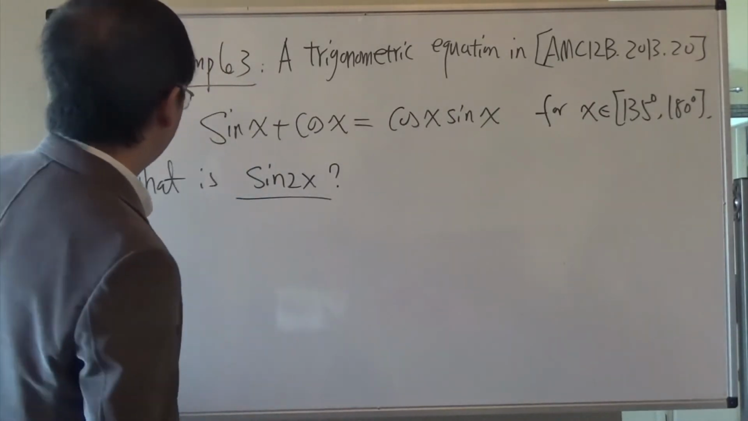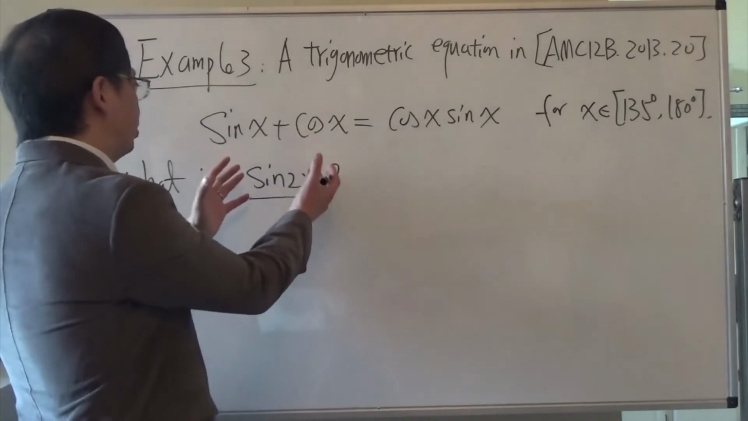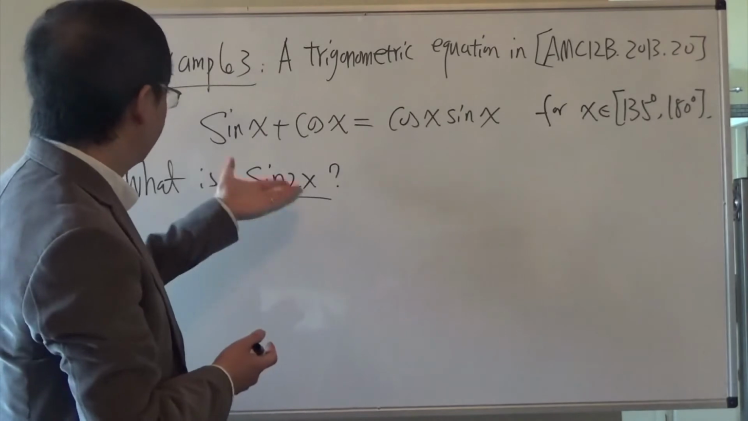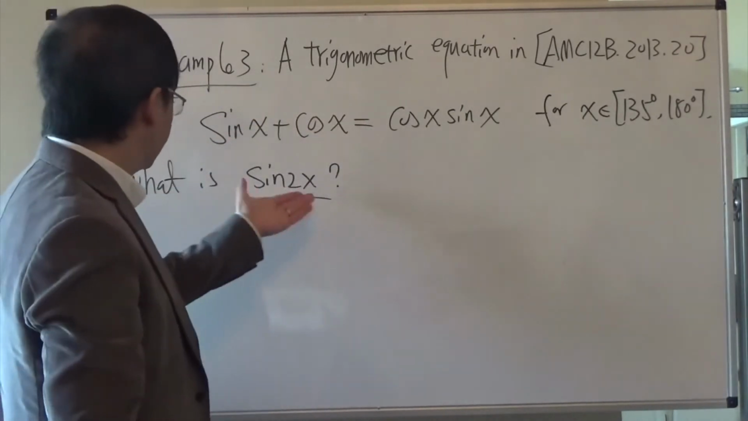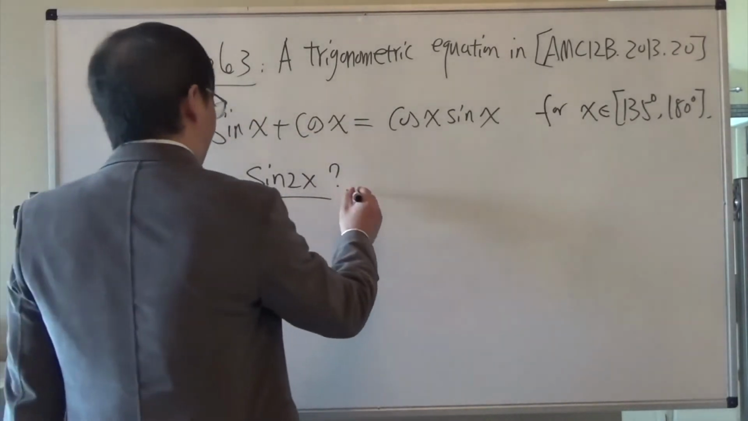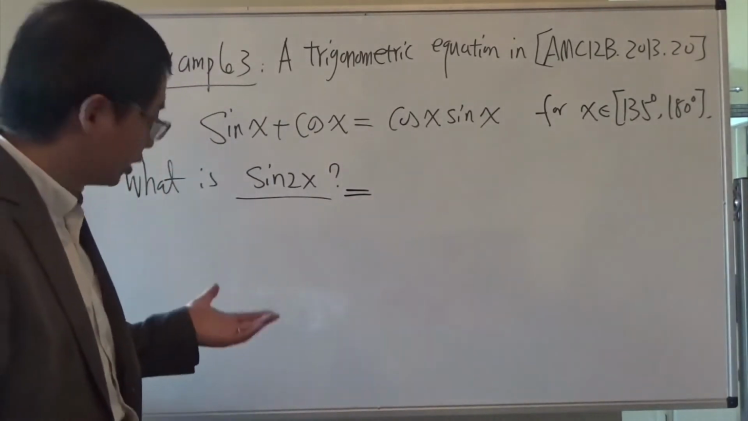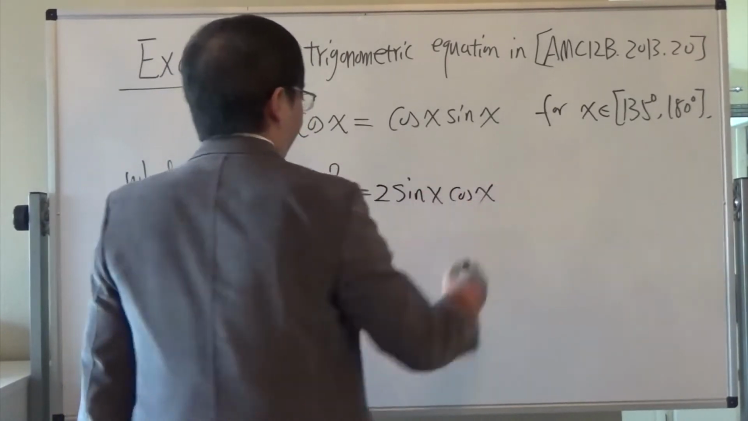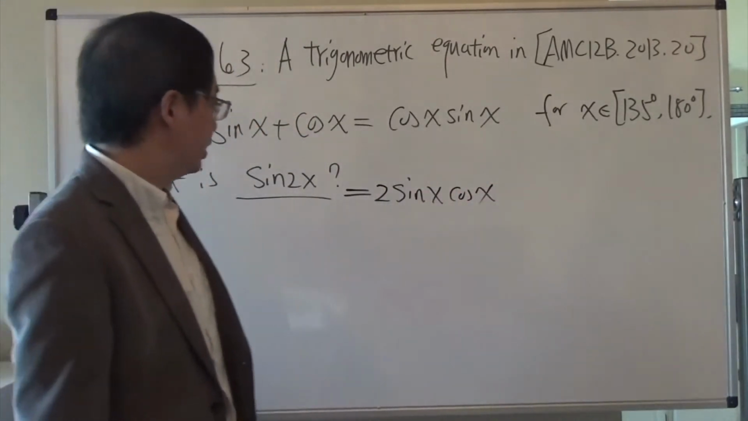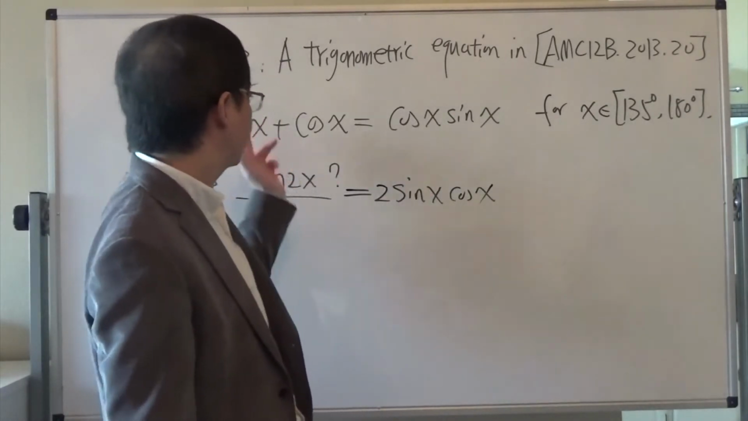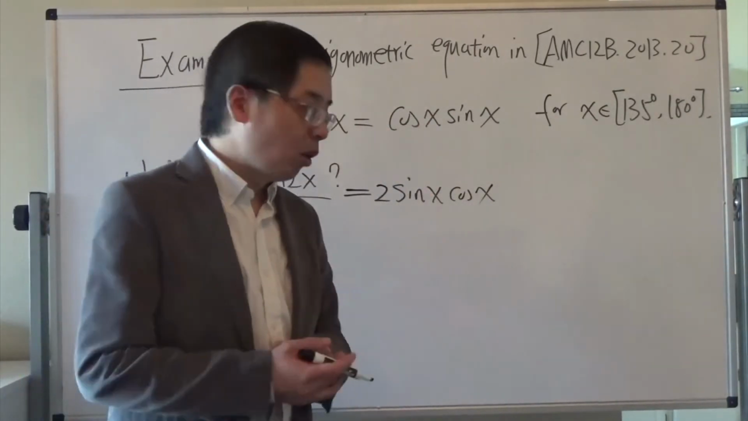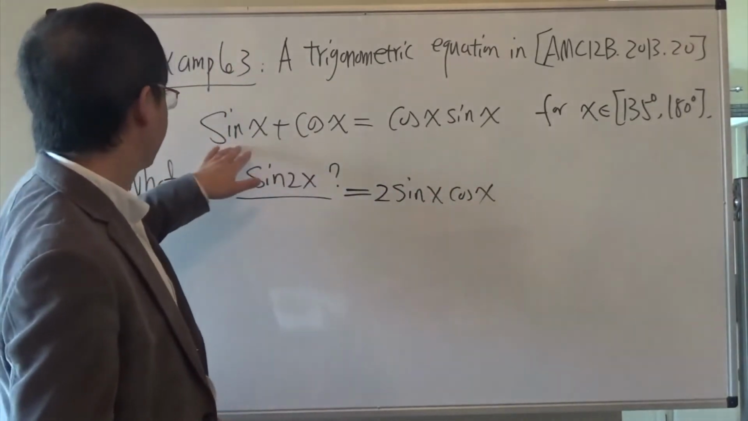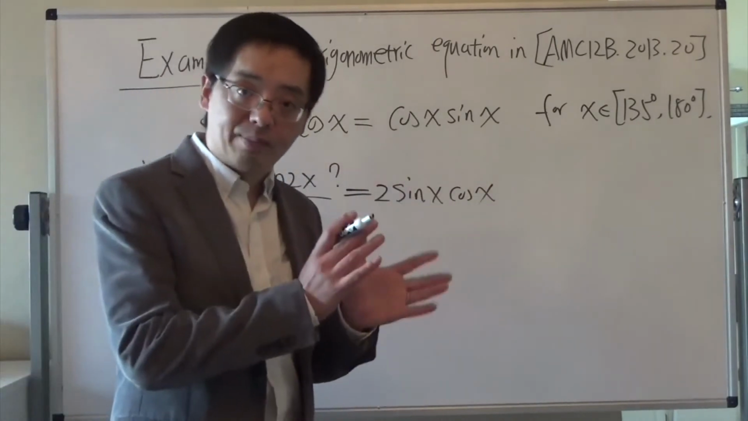Okay, so when we look at this problem, you see how I connect sine 2x with this equality. Now, sine 2x, we know by the double angle formula for sine, equals 2 sine x times cosine x. Therefore, what we need to do is derive information about sine x and cosine x from this equality. We already have cosine x sine x on the right hand side, then we just need to look at the left hand side. Now, this is similar to the previous example we did.